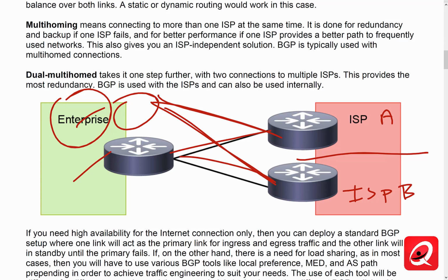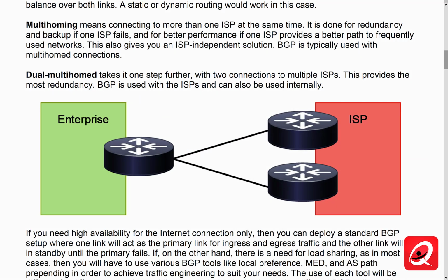But as you go from single home to dual home to multi-home to dual multi-home, you're increasing the complexity of your routing decisions. How do I leave my enterprise? How do I influence how packets come into my enterprise? I have to be cognizant of the fact that I want to make sure that I'm not becoming some sort of transit AS for internet traffic and so on.